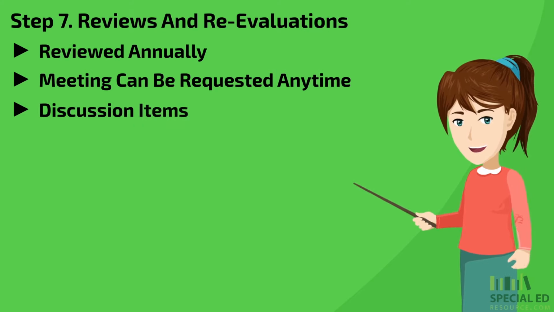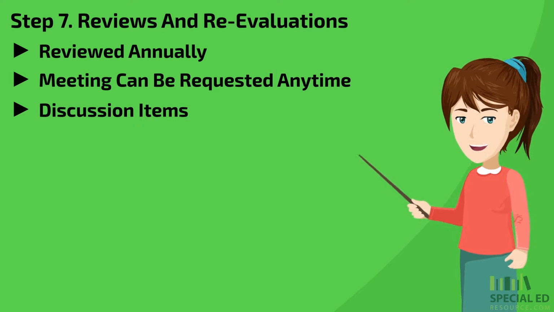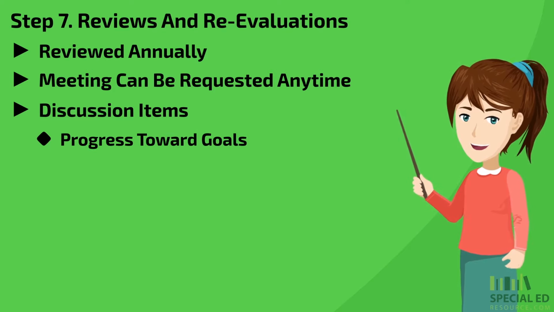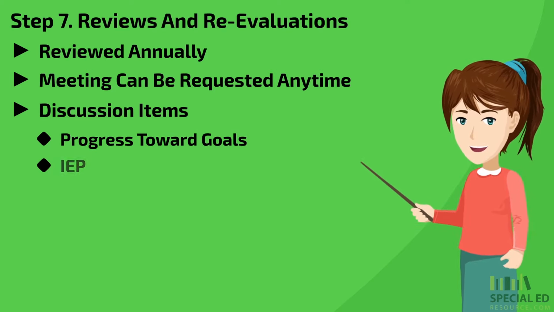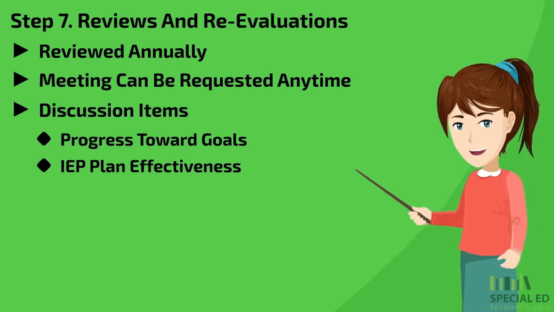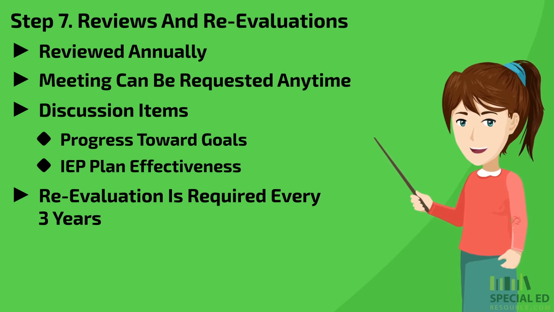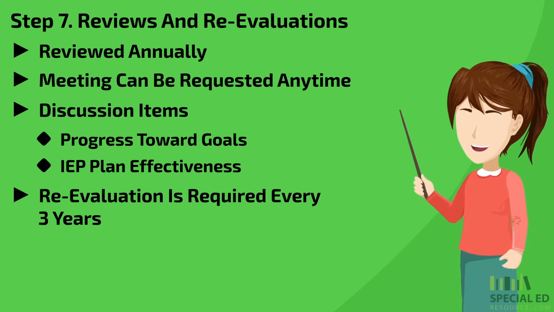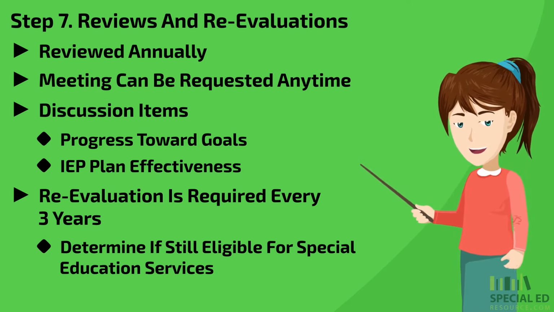During these reviews, the team will meet to discuss things such as your child's progress toward their goals, if the plan in place is currently working. If not, time to fix it. A reevaluation is required every 3 years and is used to determine if a child remains eligible for special education services. That brings us to the end of our 7 steps in an IEP process.